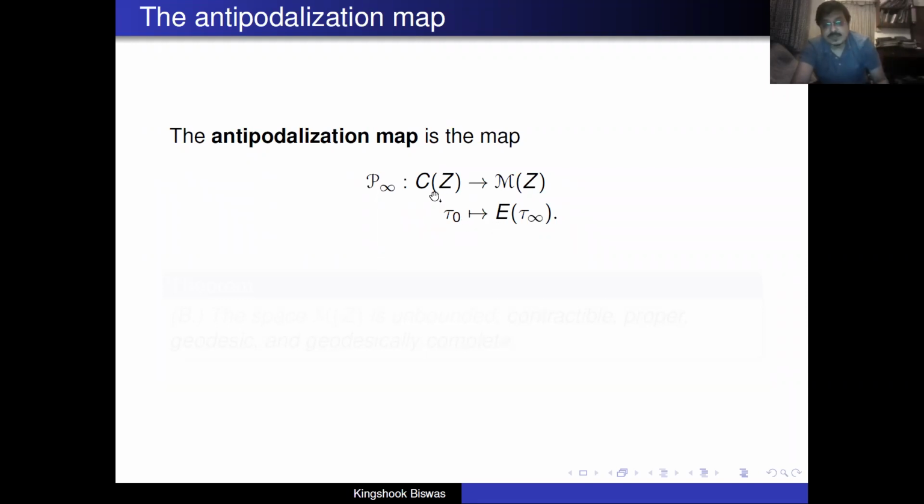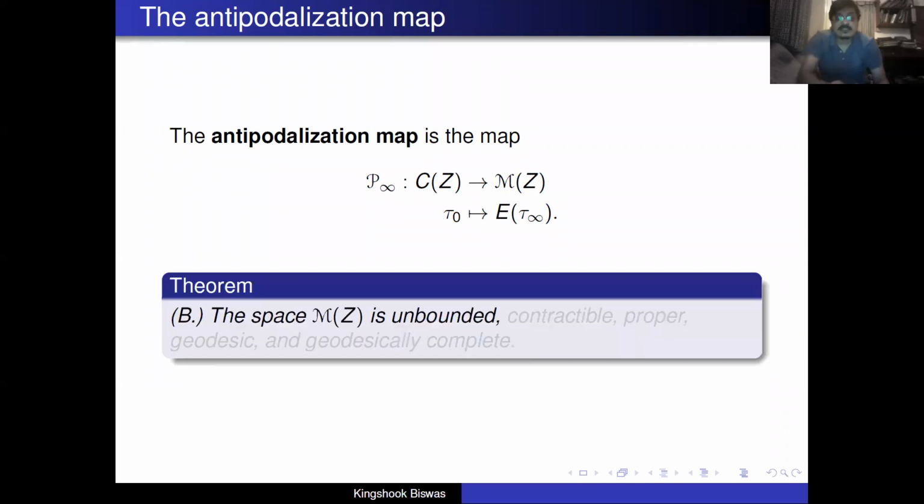So this gives a map from CZ to MZ, and this map is the main tool to study this space MZ. Using this map, we can show that the space MZ is unbounded. So in particular, it's non-trivial. It's not just a singleton. We do get lots of non-trivial points in MZ. We can show that, moreover, it is contractible. So like a CAT(-1) space, this space MZ is contractible. It is proper, we've already stated. And using this antipodalization map, we can construct geodesics in the space MZ and show that it is a geodesic space. And moreover, we can show that it is a geodesically complete space.